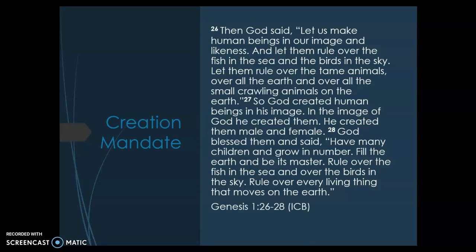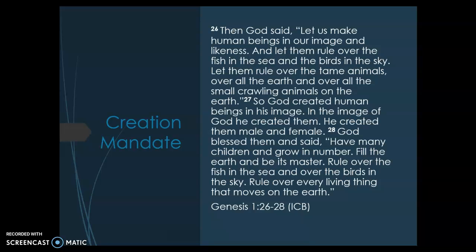The creation mandate, which comes from Genesis 1:26-28, says this, "Then God said, 'Let us make human beings in our image and likeness, and let them rule over the fish in the sea and the birds in the sky. Let them rule over the tame animals, over all the earth, and over all the small crawling animals on the earth.' So God created human beings in his image. In the image of God, he created them.